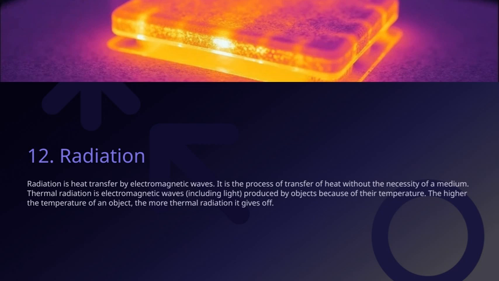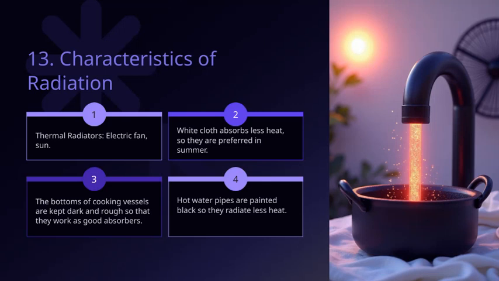So, when we think about how the sun heats the earth or how a fire radiates heat, we're talking about this process of radiation in action. This concept ties into the overall theme of heat transfer methods, highlighting how energy can move in different ways depending on the circumstances. Now, let's look at some practical examples of how the characteristics of radiation are applied.